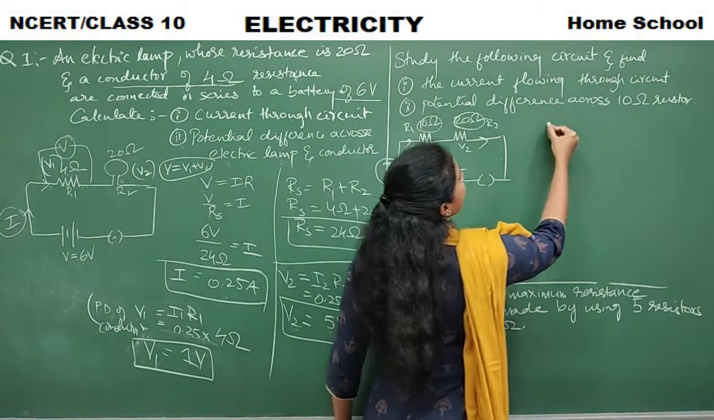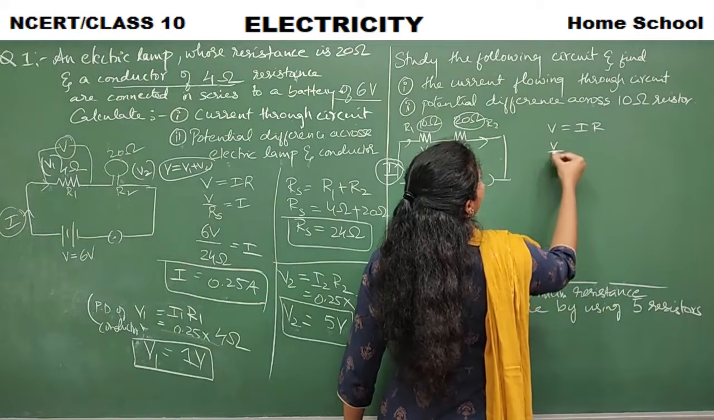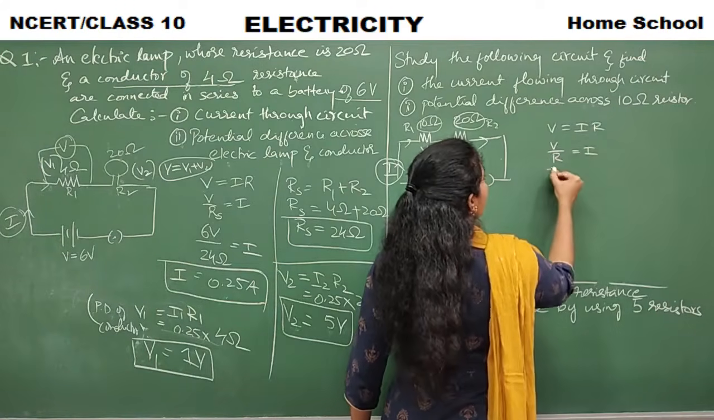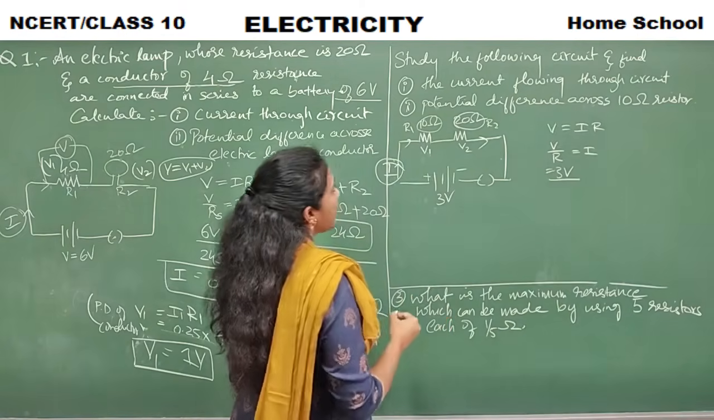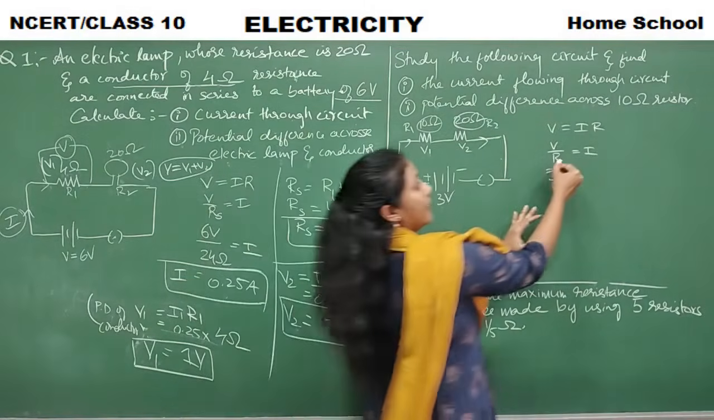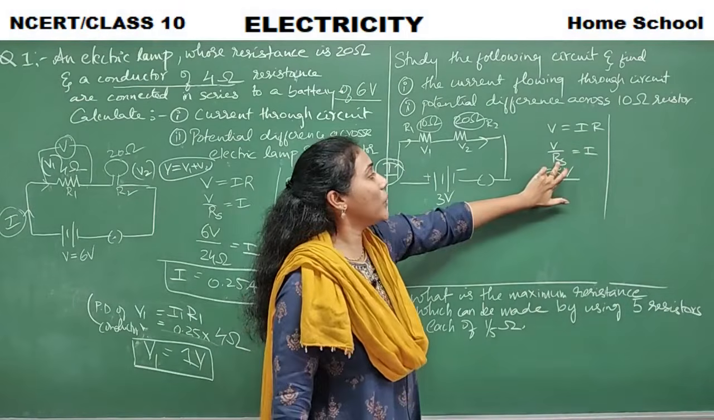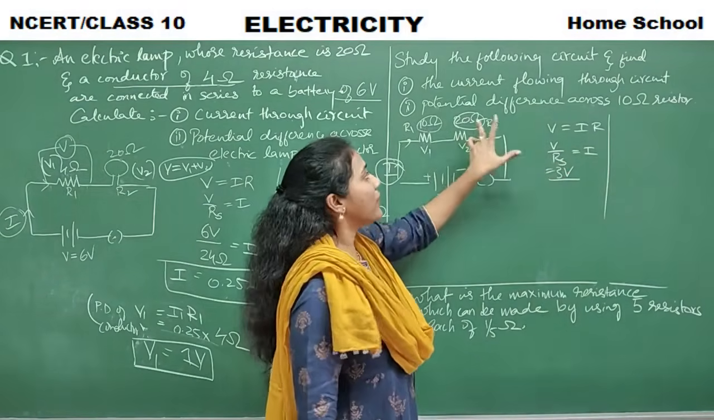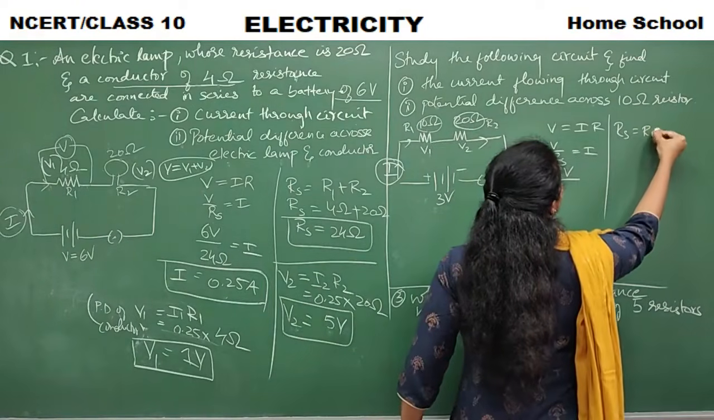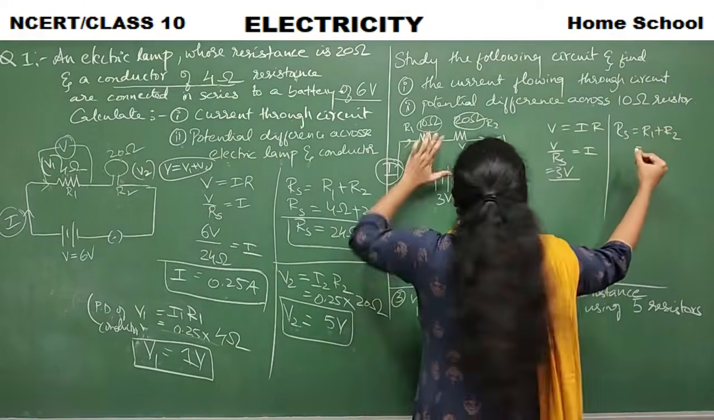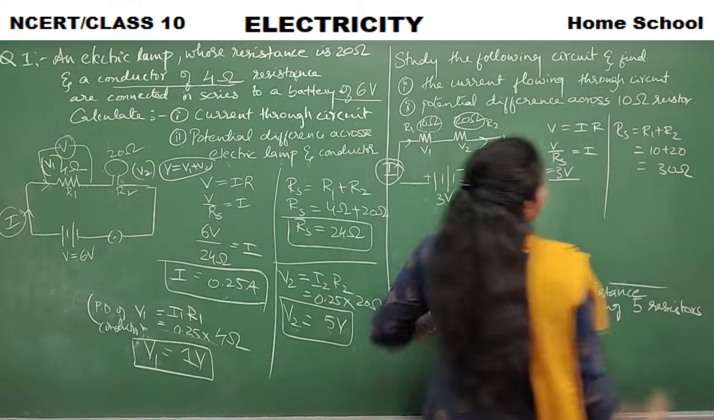Ohm's law, right? So V is equal to IR. So V by R is equal to your I. So what is the voltage given here? 3 volts. And what is the resistance? Total resistance. Careful. Total resistance, right? Total current you are finding. So you have to take total resistance. You can't take this value or this value. Add both the values. First find out RS. RS is equal to R1 plus R2. So 10 plus 20, that would be 30 ohms.